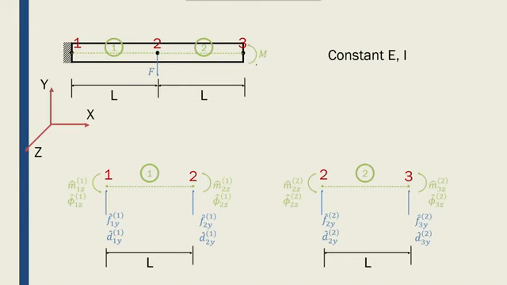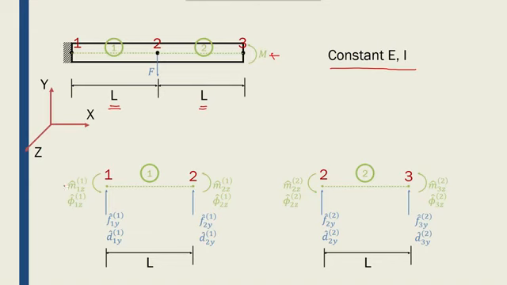And at the free end of the beam we have moment M applied in the counterclockwise direction, which would be positive. The total length of the beam is 2L, so the length of the section of the beam between 1 and 2 would be L, and the other section would also be L. We want to consider constant E and constant I. We can discretize this beam into two elements, as I've shown here. Between 1 and 2, I'll have element 1, and between nodes 2 and 3, I'll have element 2.